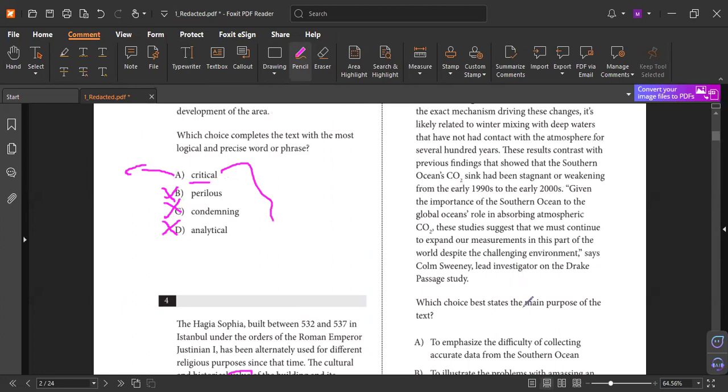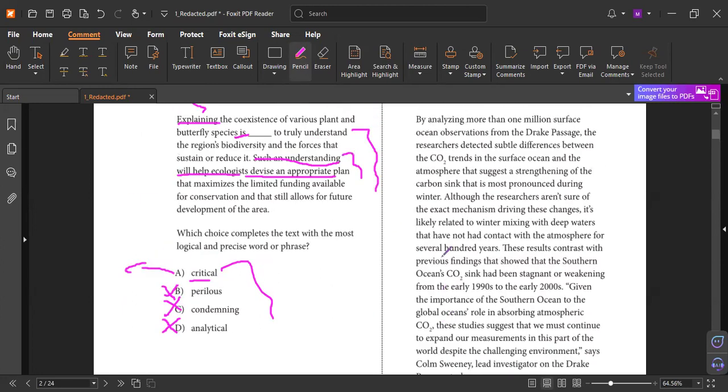Now it is the same. It's the main purpose. Let's read very quickly. Number 5.